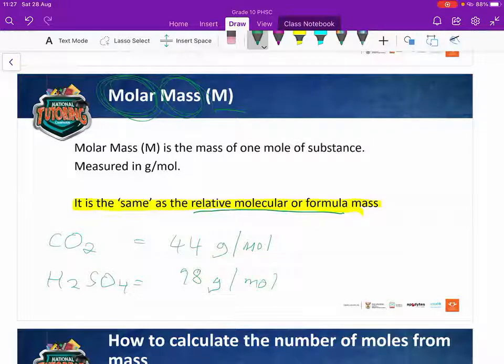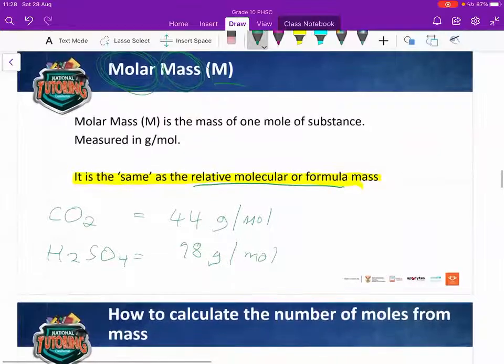If I had 1 mole of carbon dioxide, that means if I had 6,02 times 10 to the power of 23 molecules of carbon dioxide, the mass of that would be 44 grams. And if I had 1 mole of H2SO4, that means I have 6,02 times 10 to the power of 23 molecules of H2SO4, it would have a mass of 98 grams. That's what molar mass is. It's the mass of 1 mole of something.